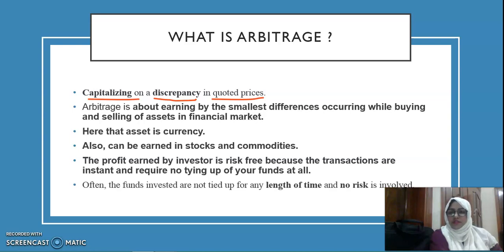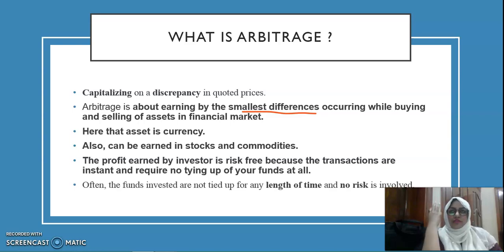We are talking about the currency or the financial markets of the banks who have a variation in the prices of their certain currency. For example, if it's dollar, the price of the dollar is not the same for every bank. They are keeping a difference in the prices. There can be reasons why prices differ that we will discuss, but for now we will focus on arbitrage. It's about earning by the smallest differences. See, the differences are smallest, tiniest. They are not large, they are not huge, and they occur while buying and selling of assets in financial markets. Here that asset is currency.